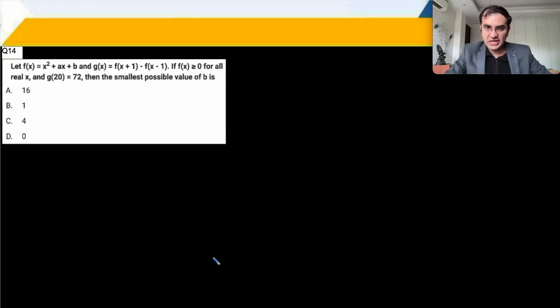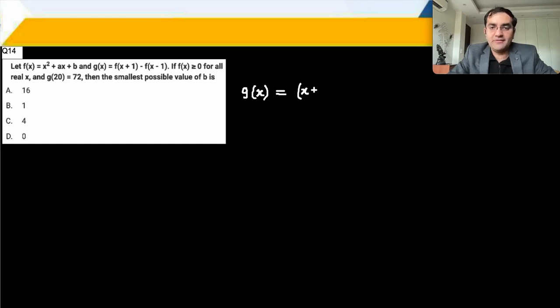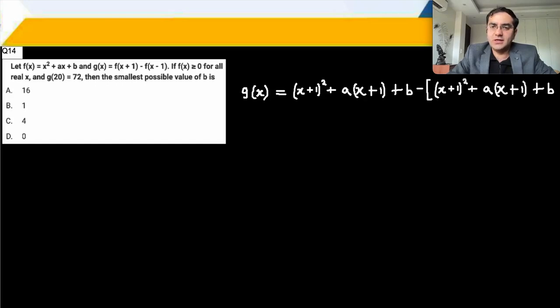This is a fairly challenging algebra question, and I'll give you two methods to solve it. You have your function given, f of x, and now we're going to write g of x. That's going to be f of x plus 1, where f is a times x plus 1 plus b, minus f of x minus 1. So let's put the whole thing in, and replace plus 1 with minus 1. Now we simplify this.